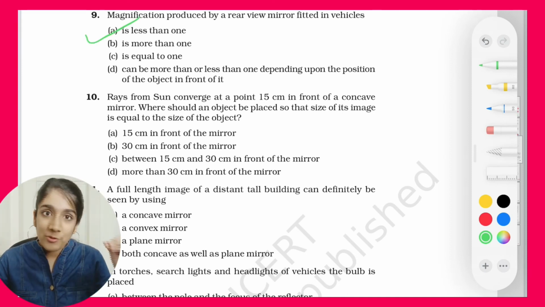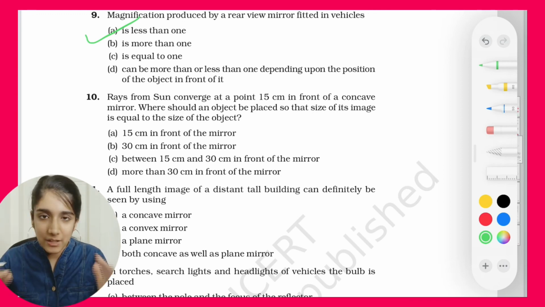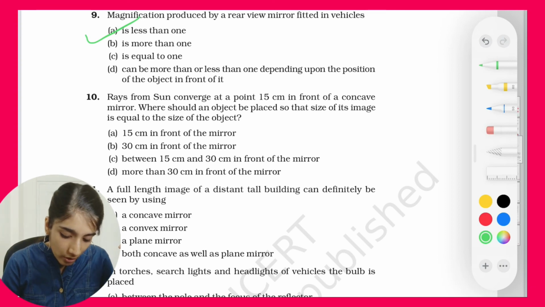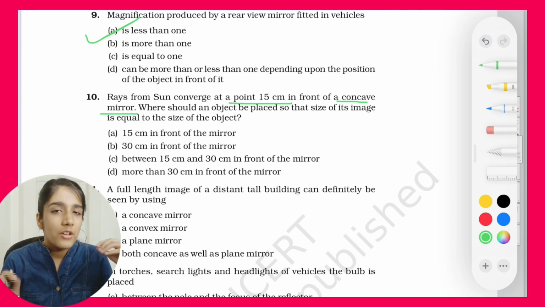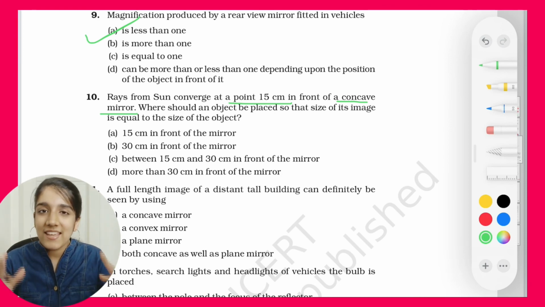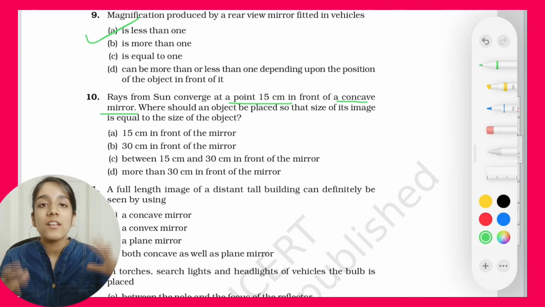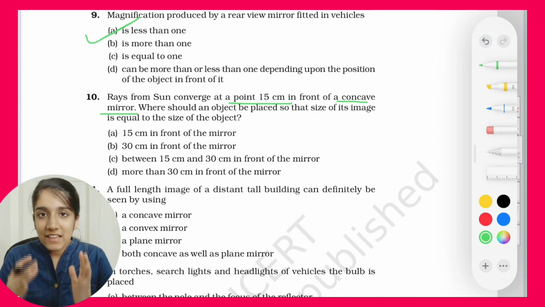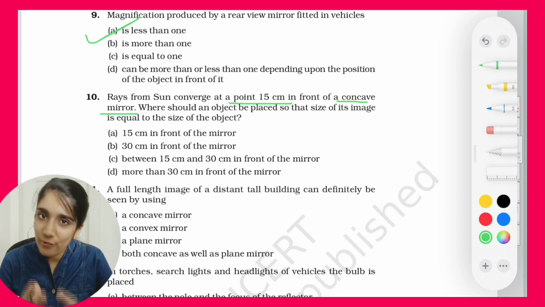Now let's move forward with the last question, which is the 10th question. Rays from the sun converge at a point 15 centimeters away. As I told you in the applications, the concave mirror is used for capturing solar energy from the sun, right? So here they have used a concave mirror and these rays converge at a point 15 centimeters away. Now can you guess what this point is? Yes, it is the focus, because the rays of the sun are parallel and they are converging at a point called the focus of the concave mirror.